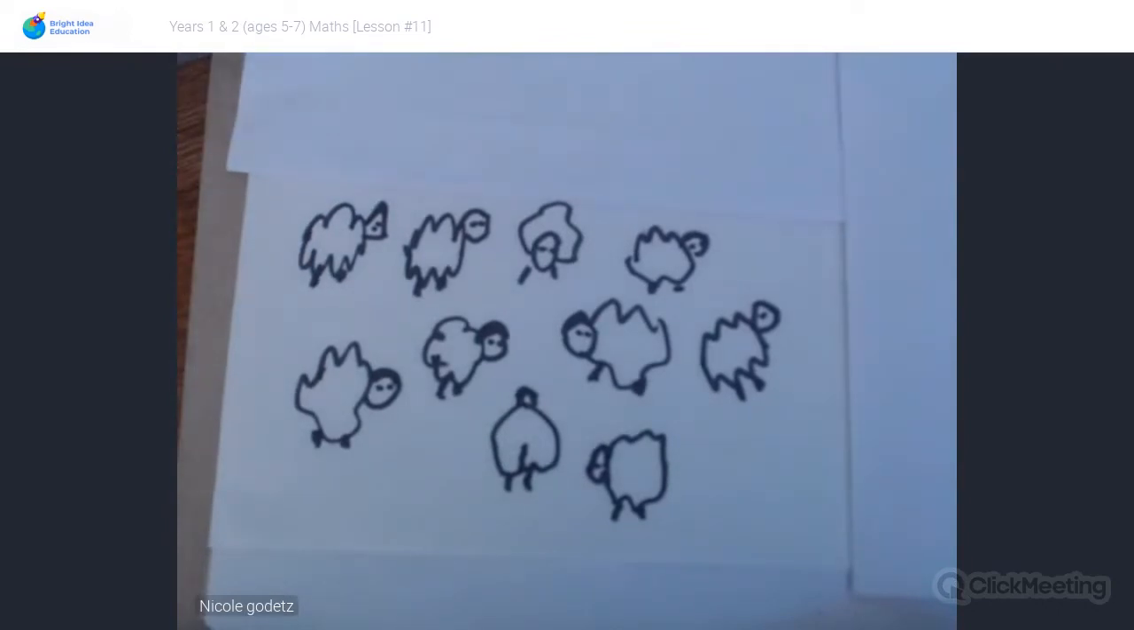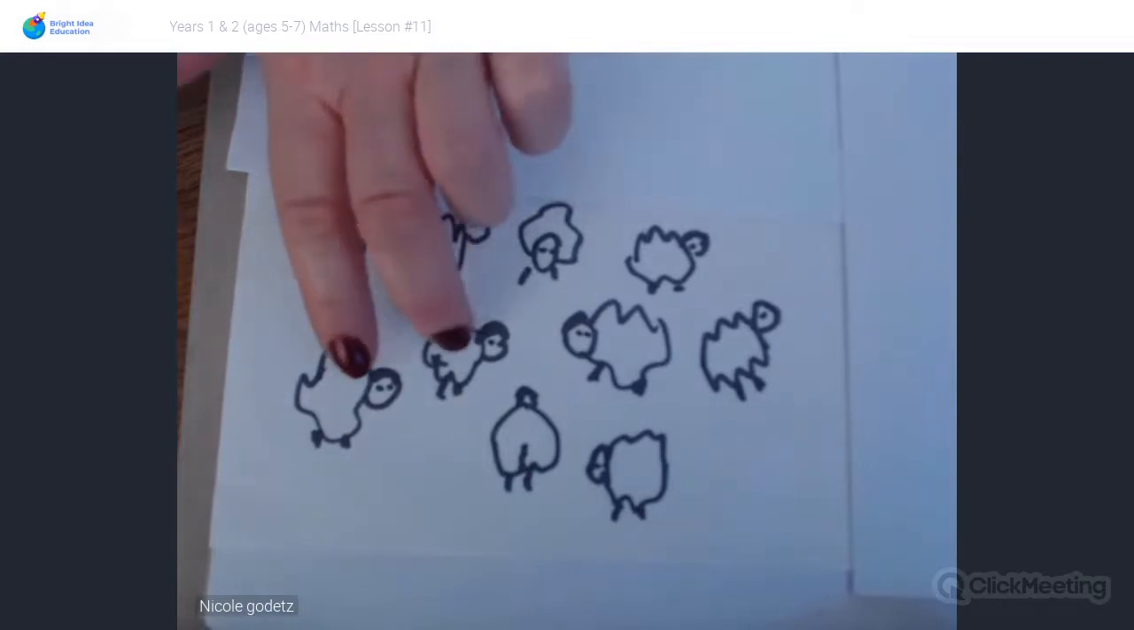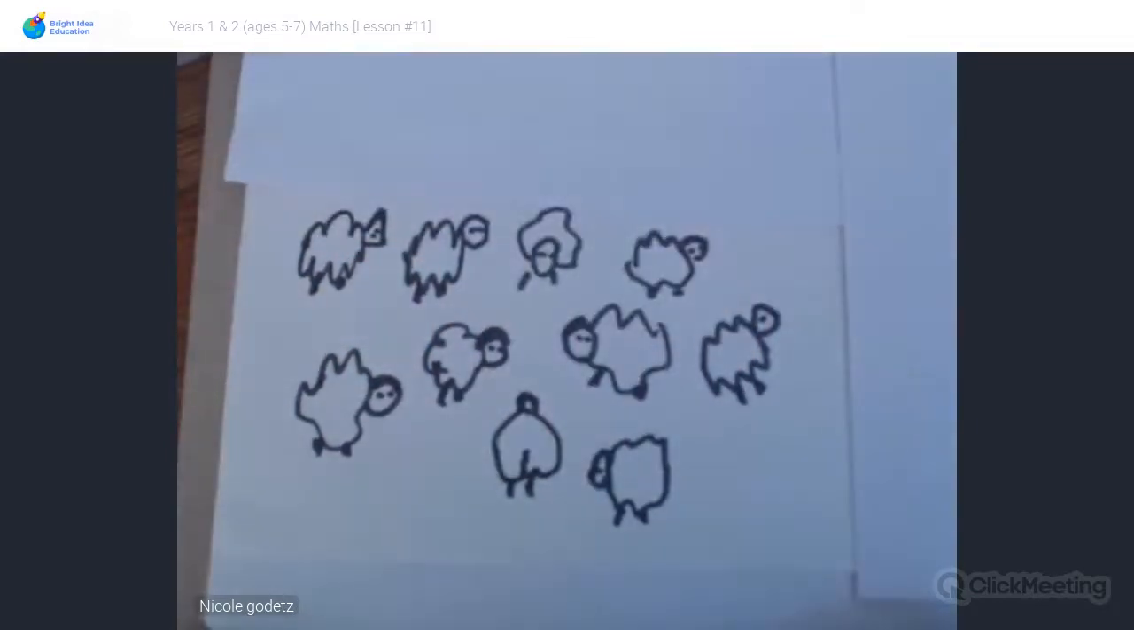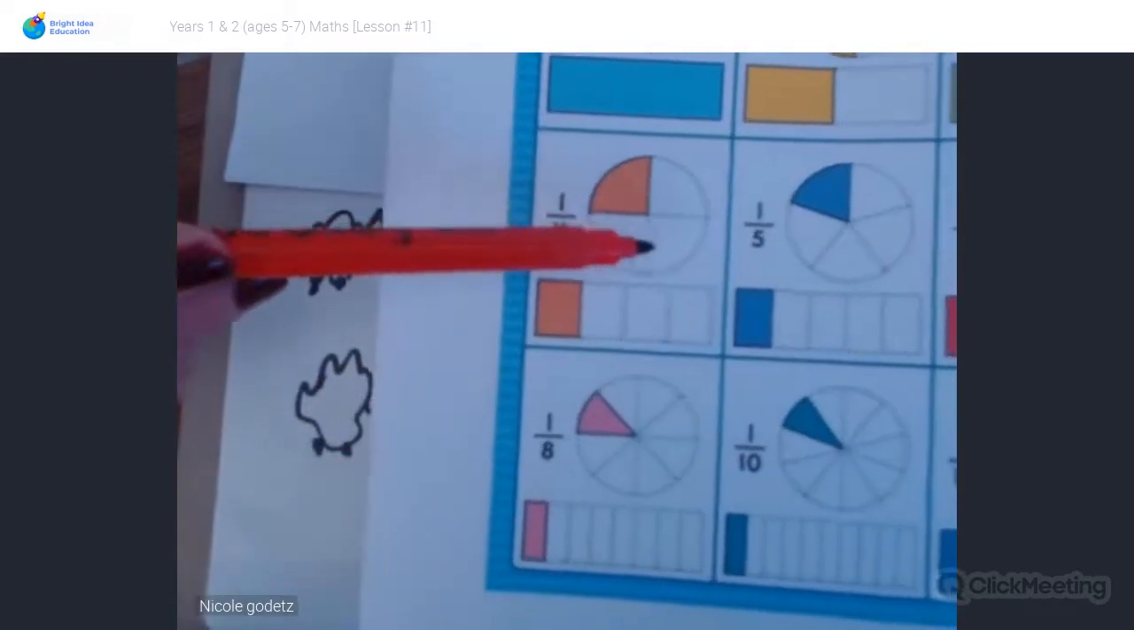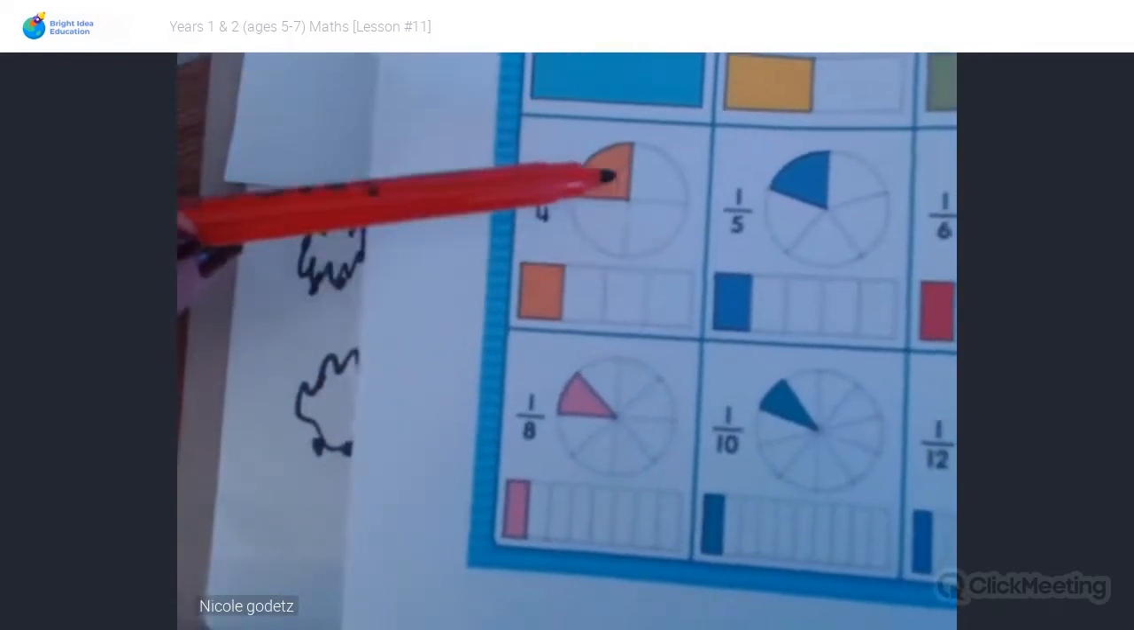So Farmer Jill is taking a quarter of her sheep to market. 2, 4, 6, 8, 10. How big was Farmer Jill's sheep flock? If this is a quarter of them, how big was the flock? If this is 1/4, how many did she have altogether? And remember, to make a whole, 1/4, 2/4, 3/4, 4/4, we need 4/4.